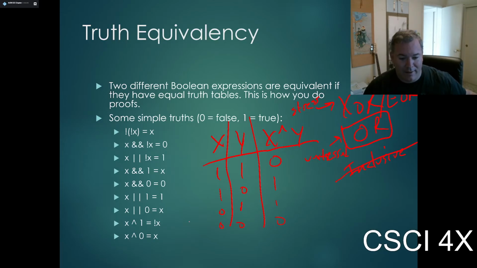Now, why are these things the way they are? Well, take a look at it. When Y is true, it flips the bit. 1 becomes 0.